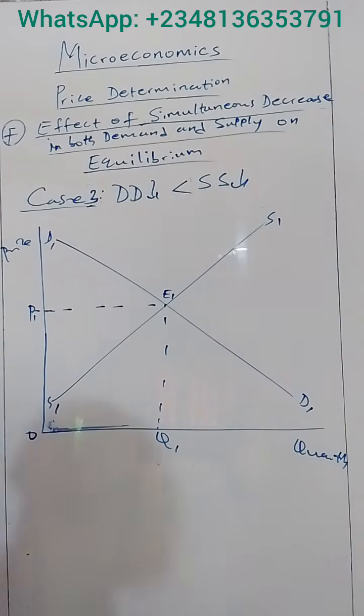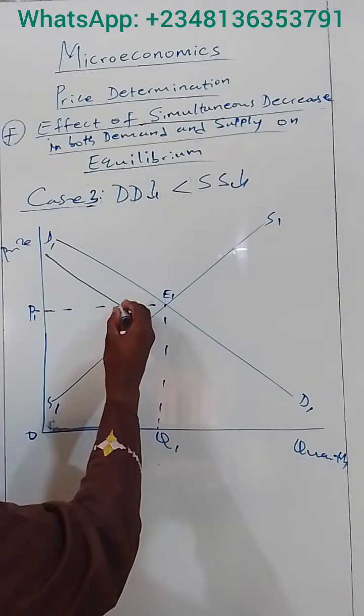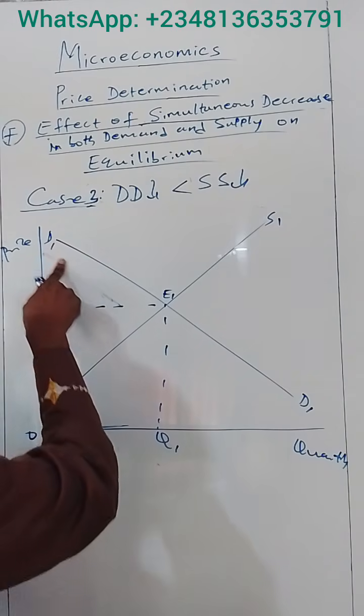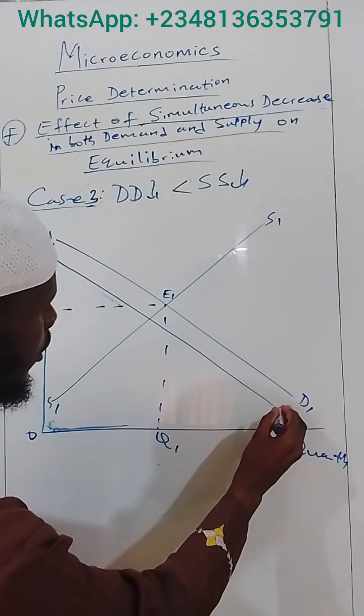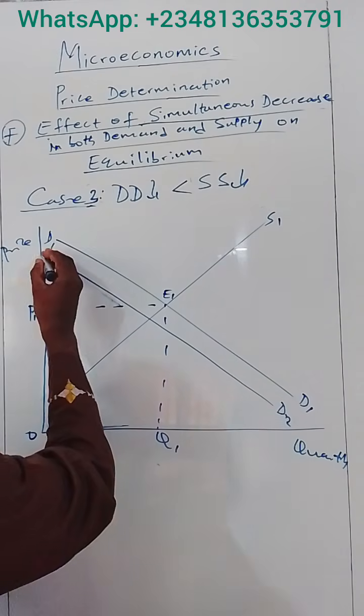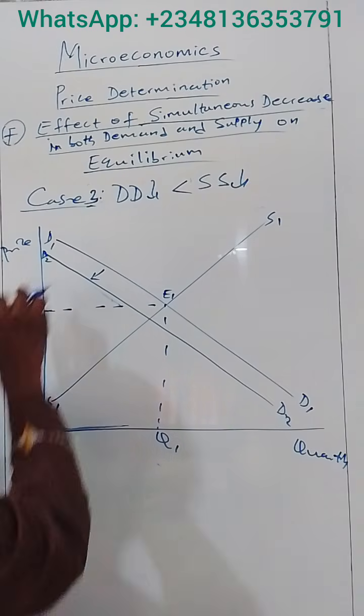Okay. Now let's say there is a decrease in both demand and supply. But the decrease in demand is less than that of supply. In other words, the decrease in demand, we can draw it here very small, much smaller than that of supply. So let's draw this. So we have D2, this is the decrease in demand.